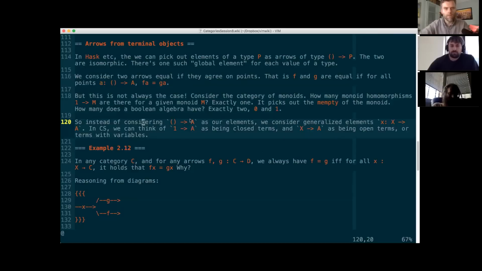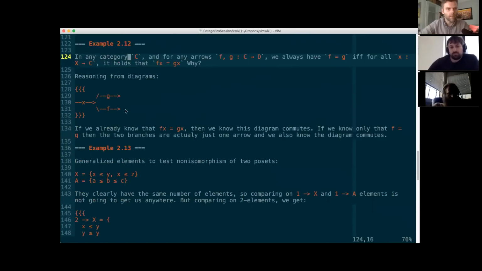Okay, so instead of considering unit to A as the elements of our set A, we consider what are called generalized elements: generalized elements x of type X to A. In CS, that is computer science, we think of 1 to A as closed terms, terms of type A, and X to A as open terms, that is, lambda of some x returning an A with a hole of type X in it. So they're open terms with variables.